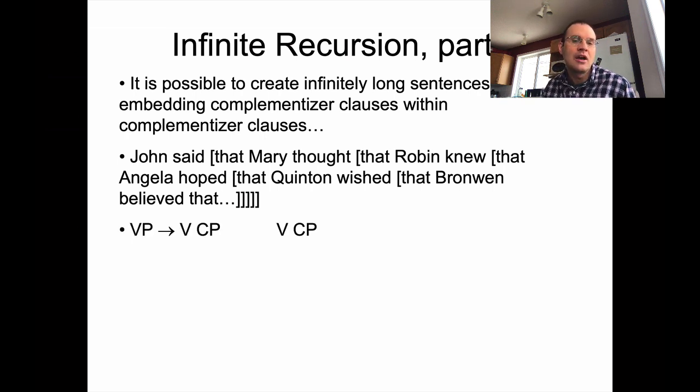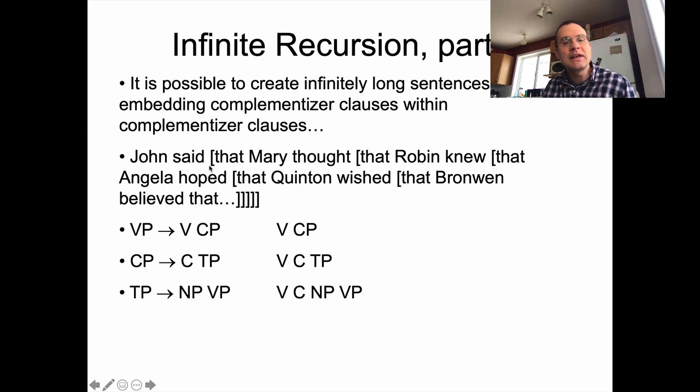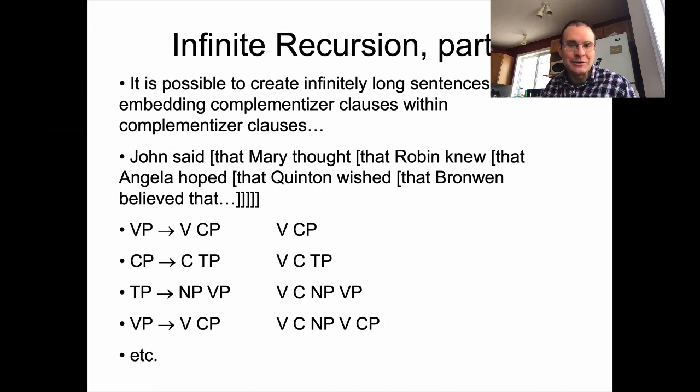So this VP expands into a V and a CP, and then that CP expands into a C and a TP, and that TP expands into a noun phrase and a verb phrase, and that verb phrase in turn expands into a verb and a complementizer phrase. And this is what it looks like on the surface, but it just keeps on going and going, for as long as you want, until finally you run out of breath and decide to end the sentence, whatever it might be.